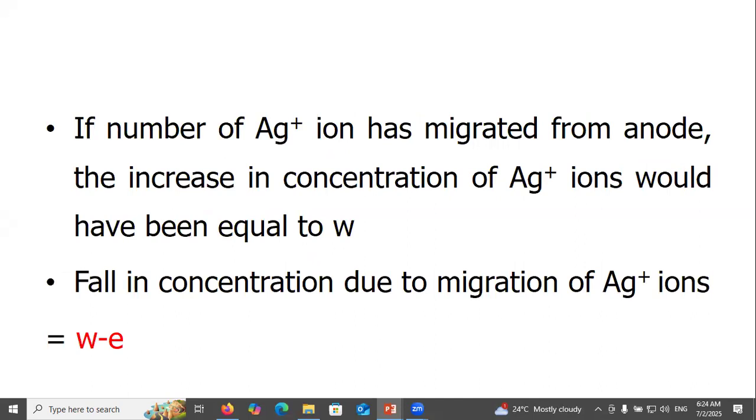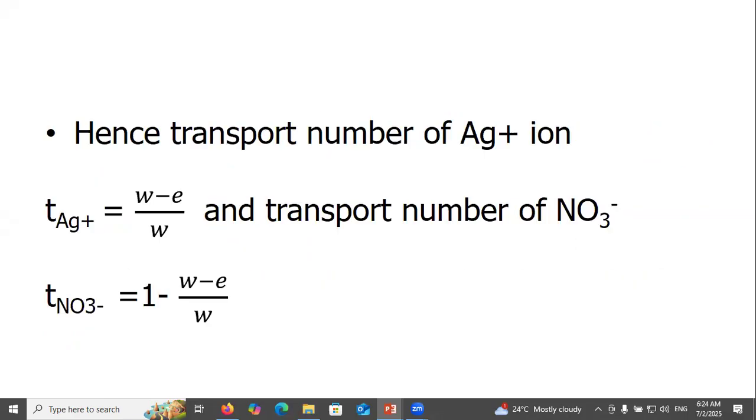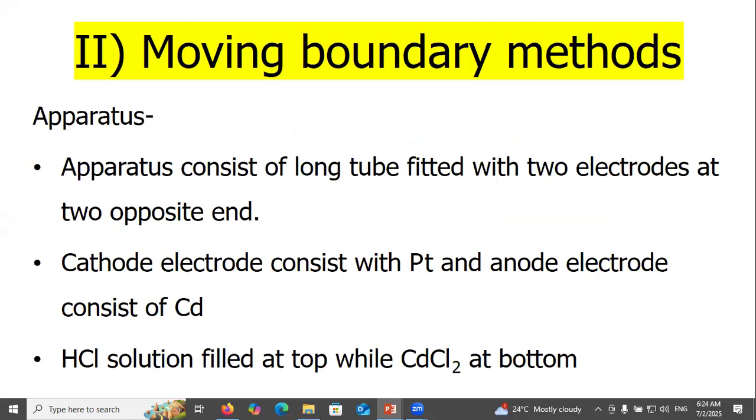If no silver ion had migrated from the anode, the increase in concentration of silver ions would have been equal to W. Fall in concentration due to migration of silver is W minus E. Hence, transport number of silver ion TAG plus equals W minus E over W, and transport number of NO3 TNO3 is 1 minus E over W.